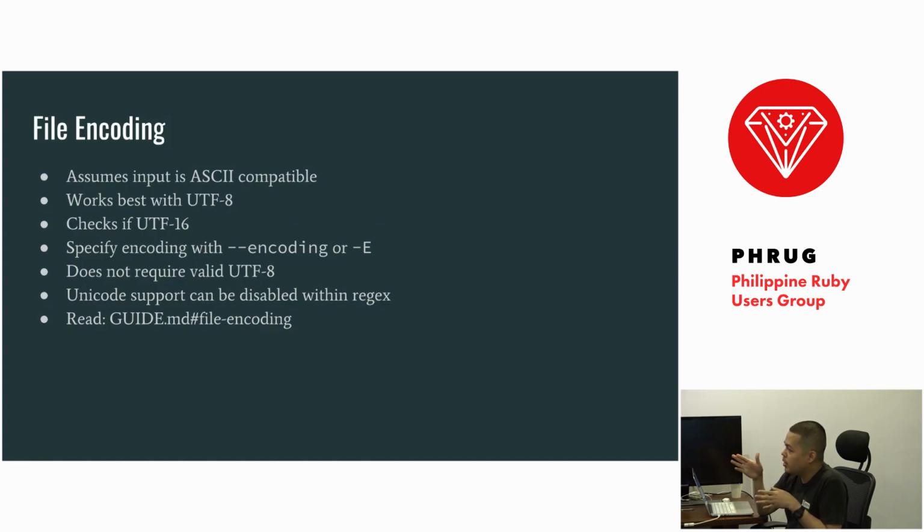And then you can still disable Unicode support if you like. For example, in a regular expression, when you have dot, that's like one character, right? But for UTF-8, that can be 1 to 4 bytes internally. So if you want dot to just mean 1 byte, you can disable Unicode support, and a regular expression dot will just mean a byte basically. And this is discussed in detail in the guide document on the website, in the GitHub repo.